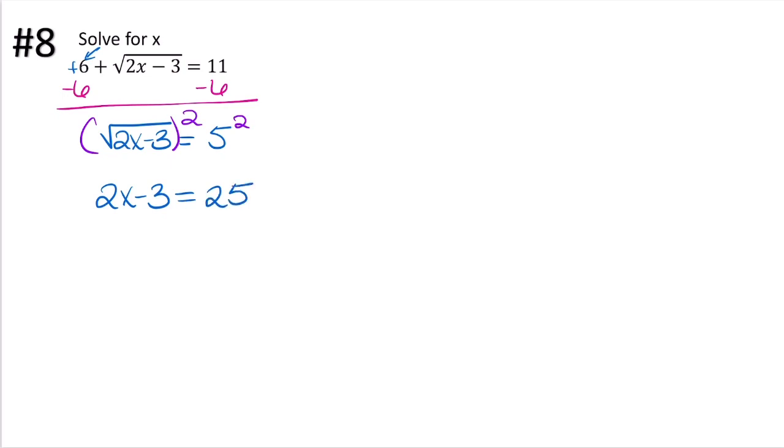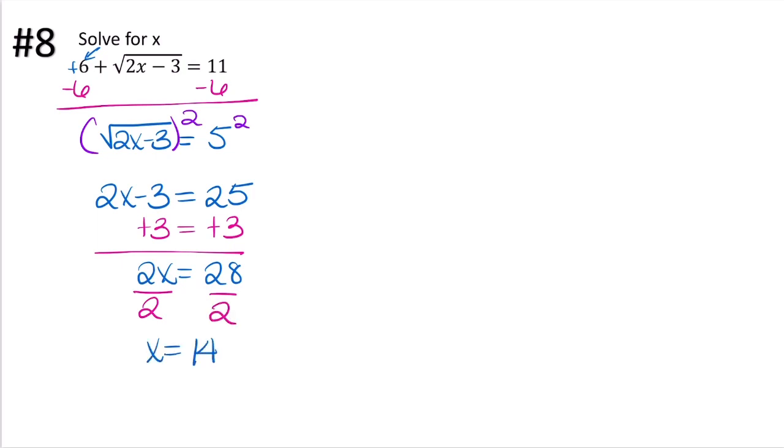Now we just need to work on getting x by itself. So to get x by itself, I'm going to start off by adding 3 to both sides. So when I do that, I get 2x equals 28. And then now to solve for x, I need to get rid of that 2. Remember that 2 is multiplying x, so I'm going to undo that by dividing both sides by 2. So I get x equals 28 divided by 2, which is 14.